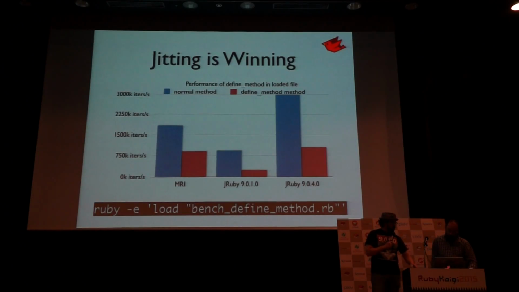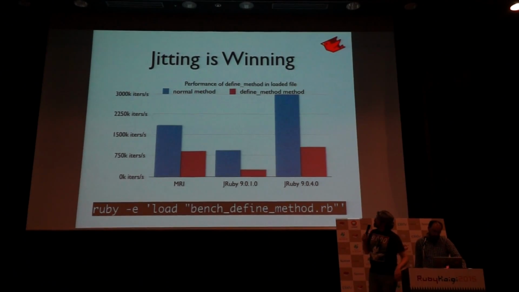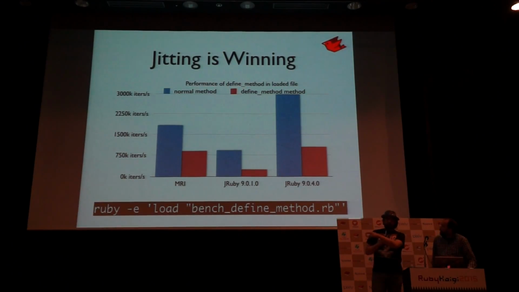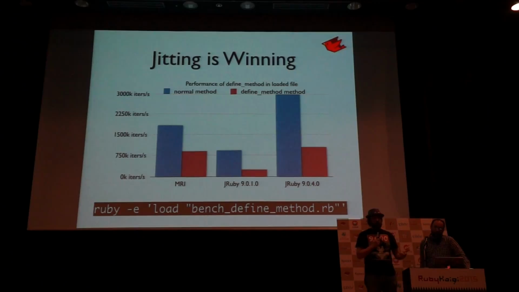Here's some performance comparisons. This is MRI running a regular method and a defined method, which has a block. And then JRuby 9.0.1, obviously the performance isn't where we want it to be. And the reason why even the regular method is slow is because the benchmark itself had blocks in it, and those blocks didn't compile. So the benchmark was still interpreting too. With the change to actually compile blocks, compile procs and lambdas and so on, now JRuby 9.0.4's performance is more like we'd want it to be.